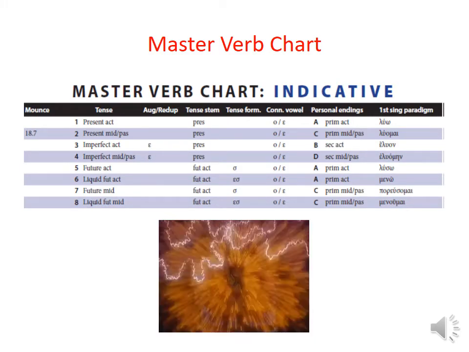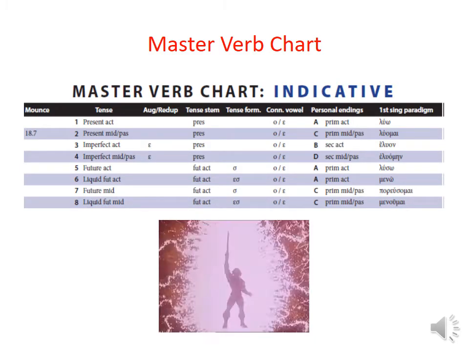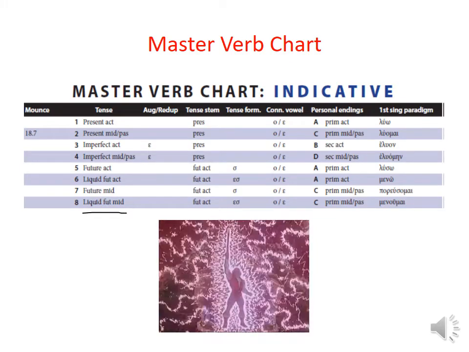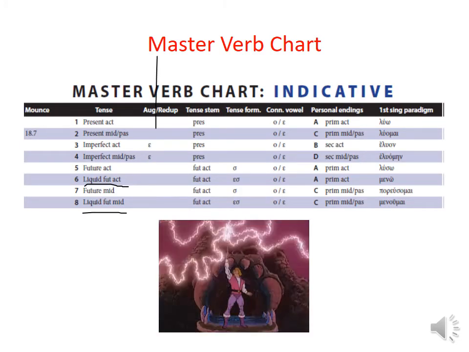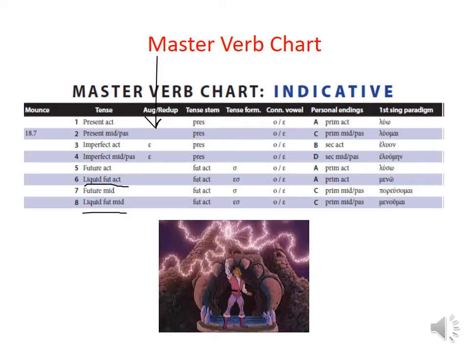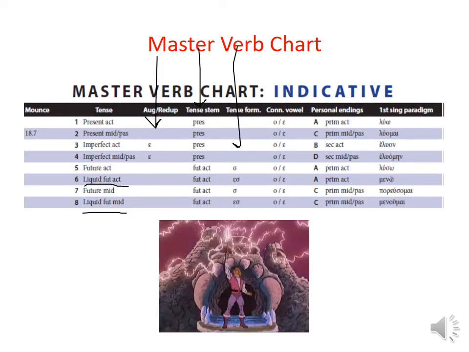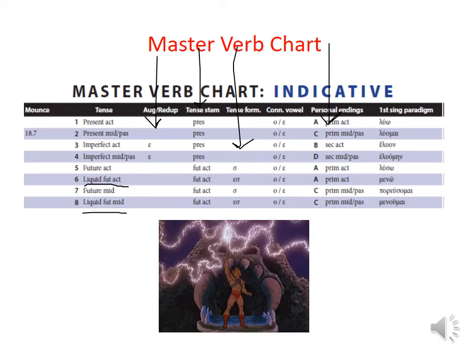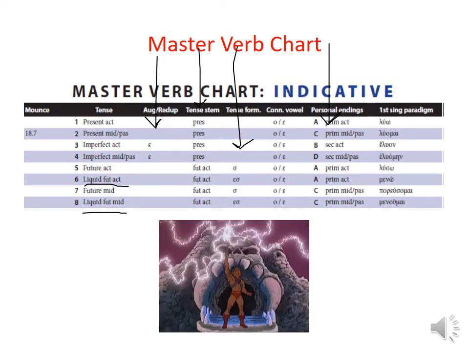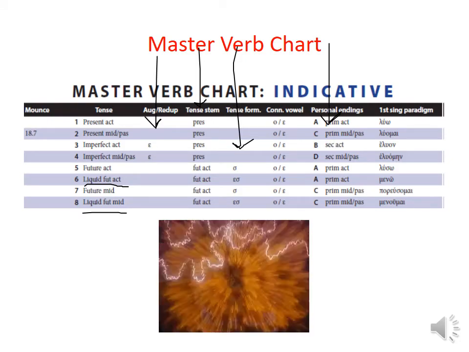Okay, so here's our master verb chart, which we continue to add to. So we have here the liquid future middle and the liquid future active. Very helpful chart that's been put together here that shows you how to construct a verb, which verbs take an augment, which tense stem you use, that is which principal part it comes from, your tense formatives, which set of personal endings to use, very nice summary of how to form the verb. So please continue to work through the master verb chart. That will help you, I believe, immensely as you try to keep these all straight.